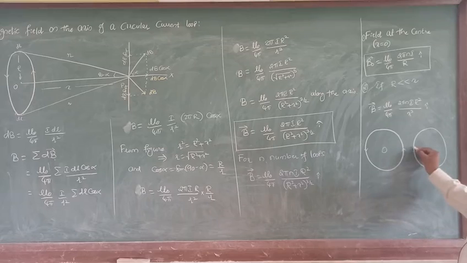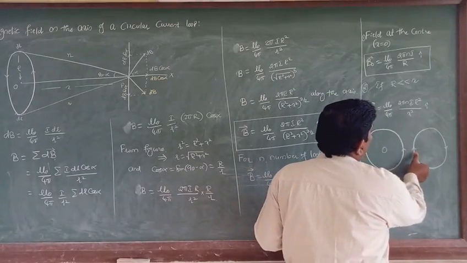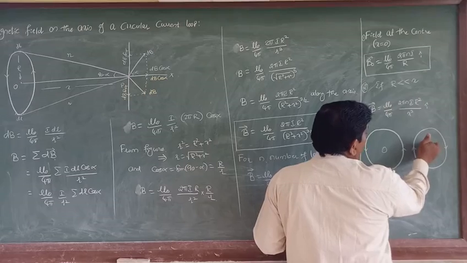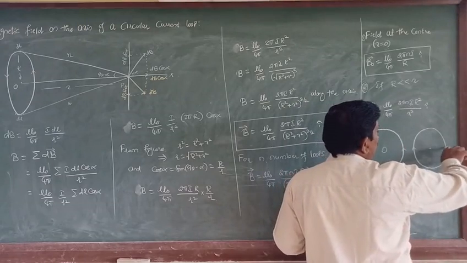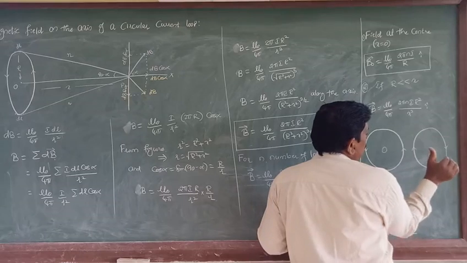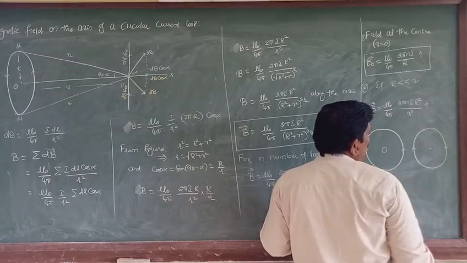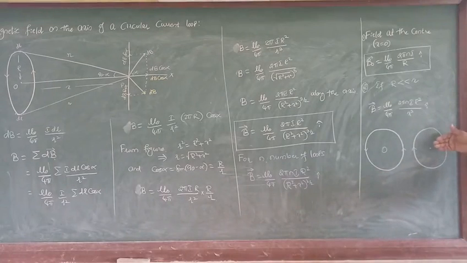So in this case, suppose the current is in clockwise direction. Then what happens to the direction of the field? See, here the current is flowing in this direction. Now the other fingers are towards the center. Here also, the other fingers are directing towards the center, and the direction of the field is away from the observer and always along the axis.